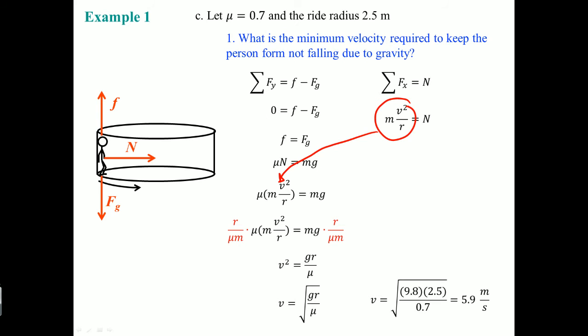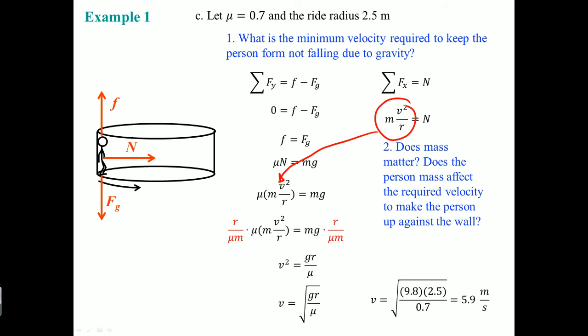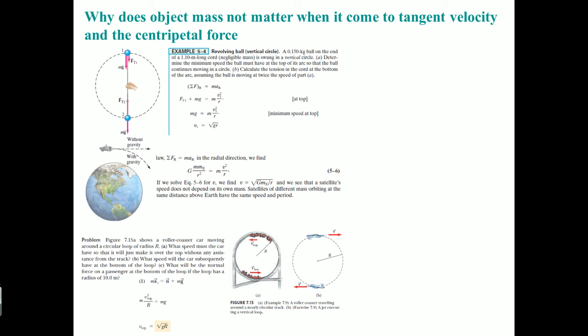Something interesting happens, and I want you to look at it. Does mass matter? Does the person's mass affect the required velocity to make the person stay up against the wall? So a fat person, a skinny person, does that really matter? If you look at the equation, mass cancels out. So no, it doesn't matter. This should remind you of our previous problems during the entire unit. Why does the object's mass not matter when it comes to tangential velocity and the centripetal force? All three of these problems, you see how mass cancels.